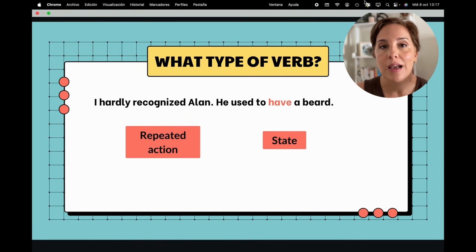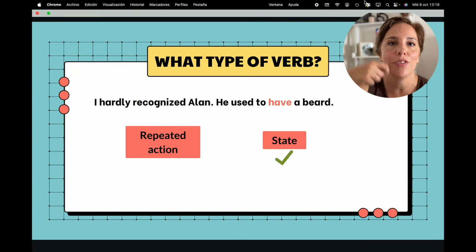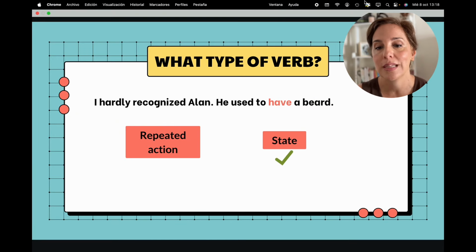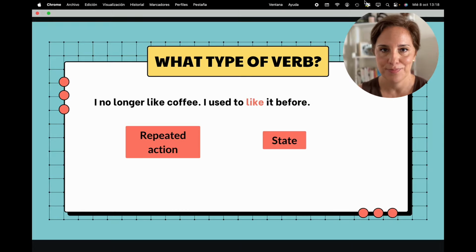I hardly recognized Alan because he used to have a beard. Okay, so in the past, Alan had a beard. Now, if you think about the verb to have, is it a repeated action verb or a permanent state verb? To have a beard is simply a state. You have it or you don't have it, but it's not a movement or an action verb, okay? An action verb would be, for example, to shave the beard, but not to have it. So in this case, have is a state, okay?